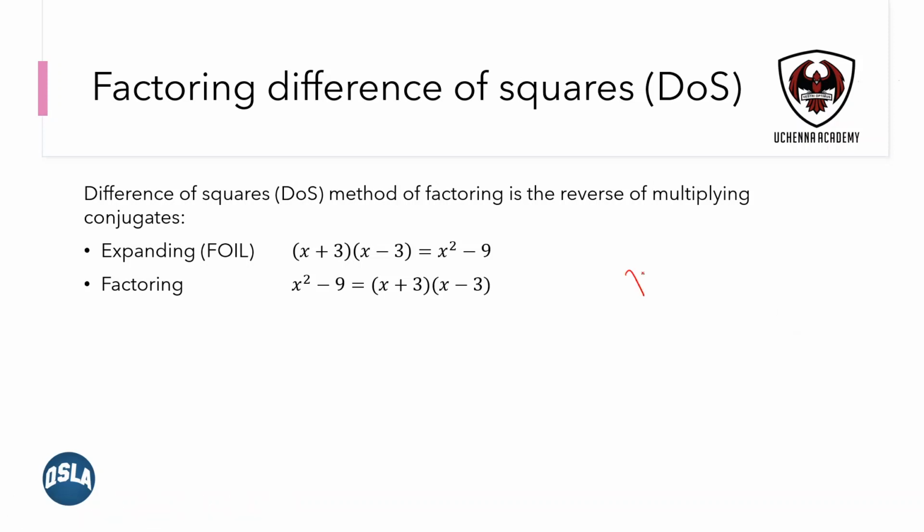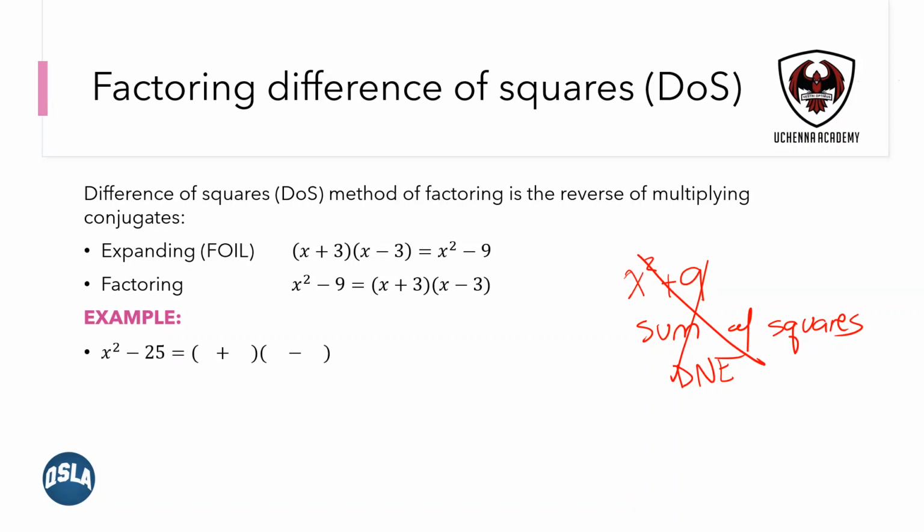I should let you know that sum of squares does not exist. So if you have a sum of squares, meaning I have a plus in between two perfect squares, it does not exist. There's no such thing. So we cannot factor x squared plus 9. But x squared minus 9, it's good to go.